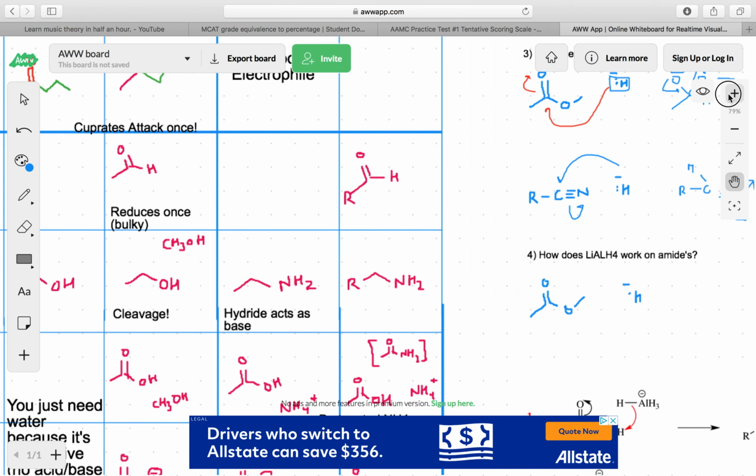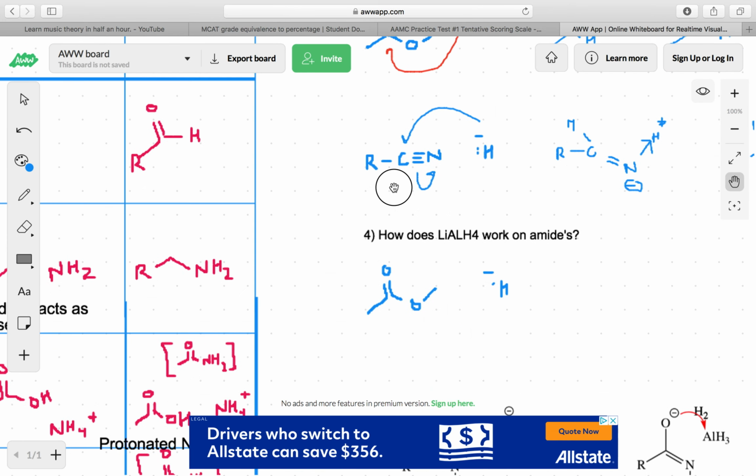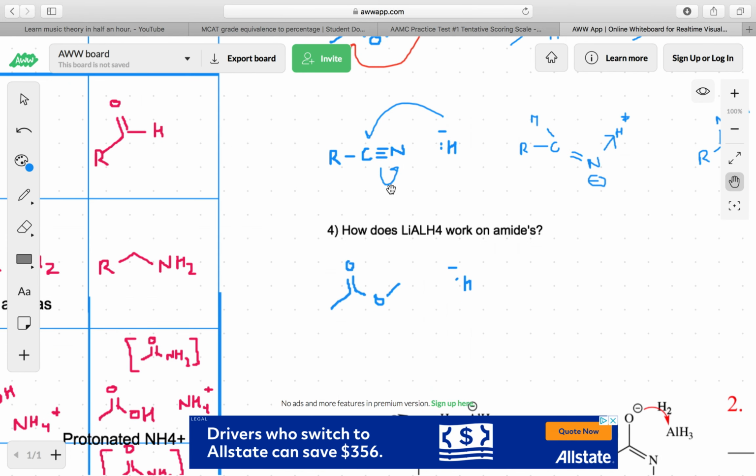So let's figure out how lithium aluminum hydride works on acyl chloride and esters. Those ones made sense. Our hydride from the lithium aluminum hydride is going to come in, attack this electrophilic center, and push up this pi bond. So you're going to get O minus, this is from before, and you have this H you just added in.